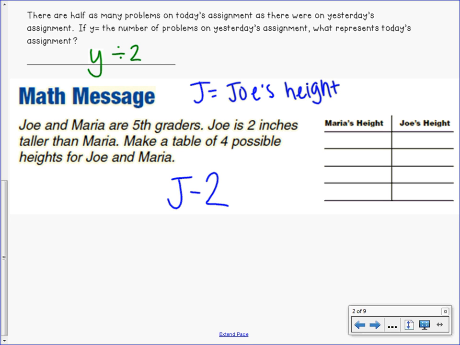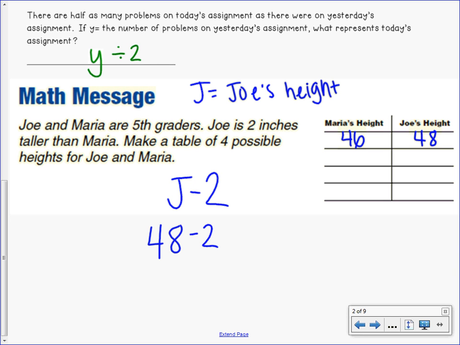Okay, so let's say the first time Joe was measured on the first day of 5th grade, Joe is 48 inches tall. Wait, that is just 3 feet? Okay. If I take Joe's height, which I know is J, and I put it in for J, how tall is Maria? 46. Okay. Because that J is no longer a variable. I told you that J is 48, so you can just put it in and figure it out.